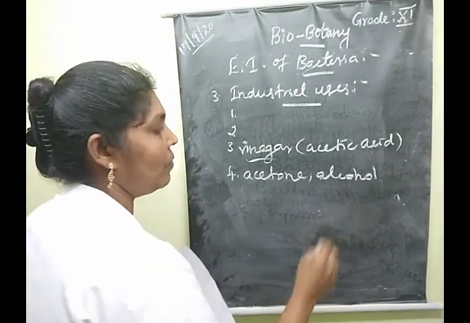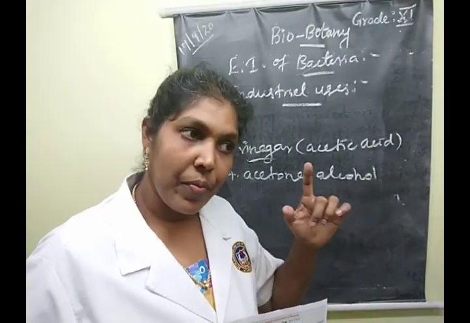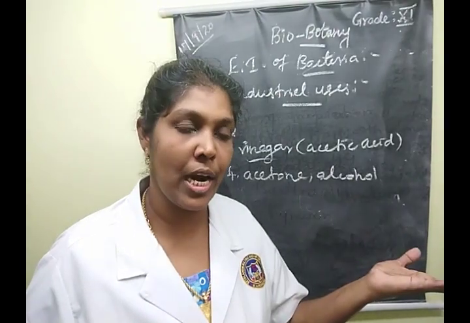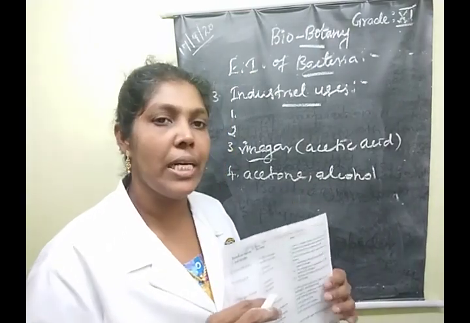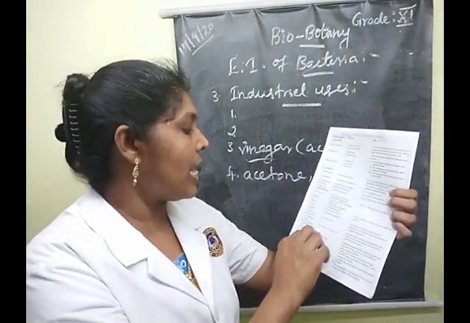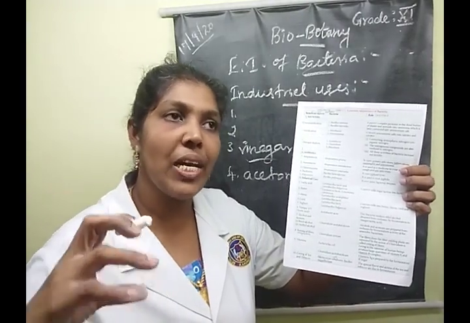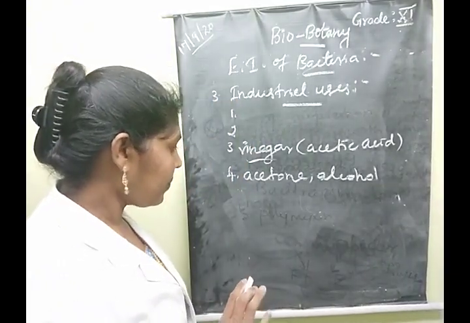acetone and alcohol. Okay, but how do you get acetone and alcohol? This also we get from molasses by fermentation, the anaerobic respiration reaction. Very good. Anaerobic bacteria are involved, and they give acetone and alcohols. Here one of the species involved is Clostridium acetobutylicum, one of the very important anaerobic bacteria. Clear children? Yes. Next one is they prepare vitamins.